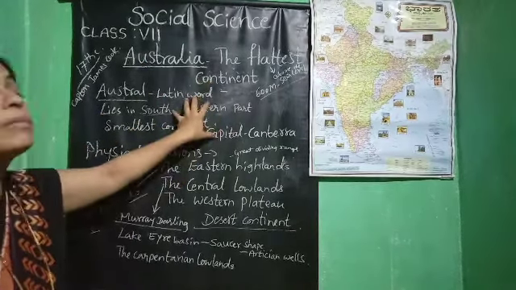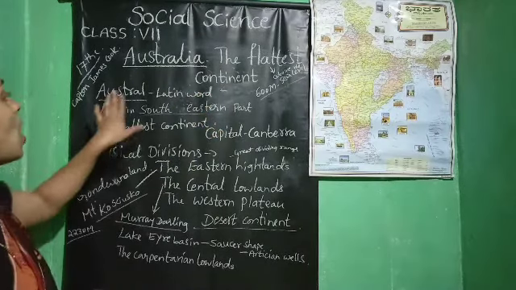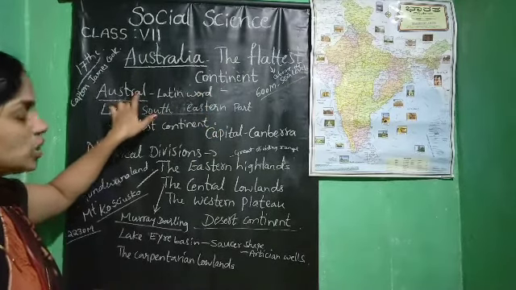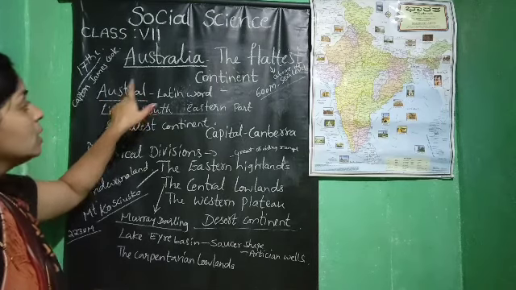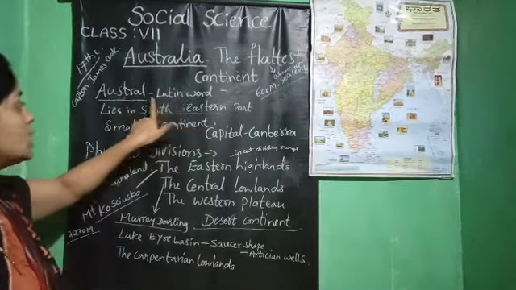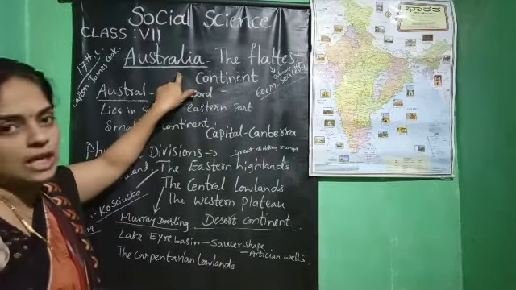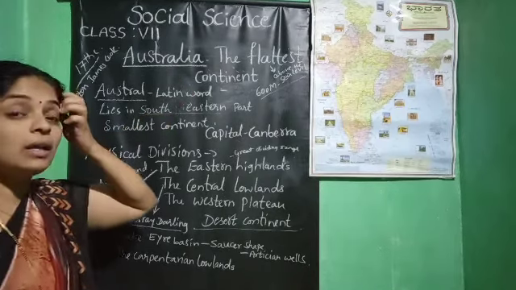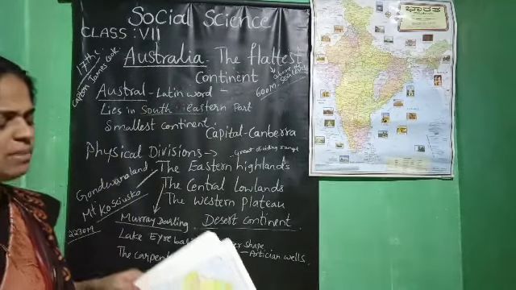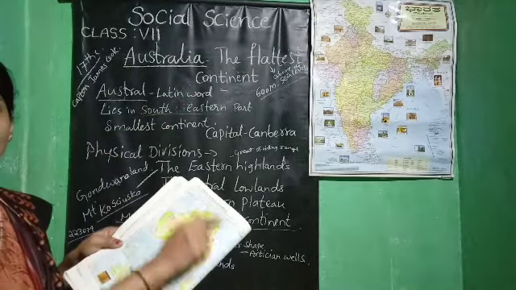Australia is derived from the Latin word austral. What is that? Austral. It is a Latin word. Okay, so from that word Australia came. And another thing is it is called Oceanica. Why? Because it is surrounded by sea and ocean only.